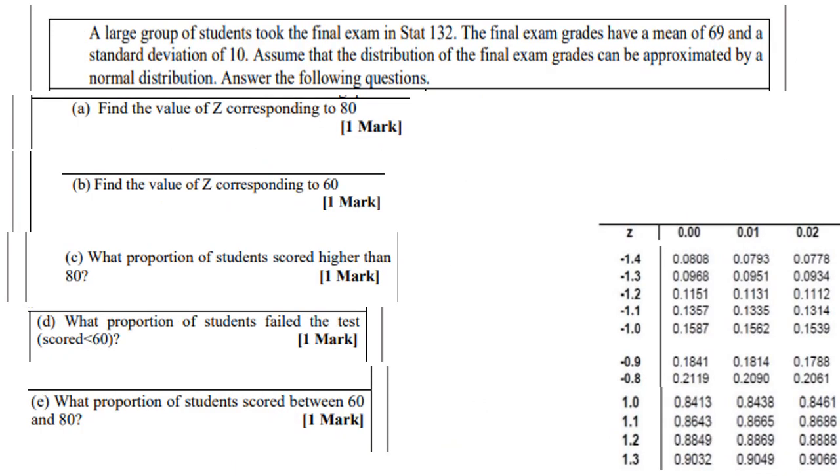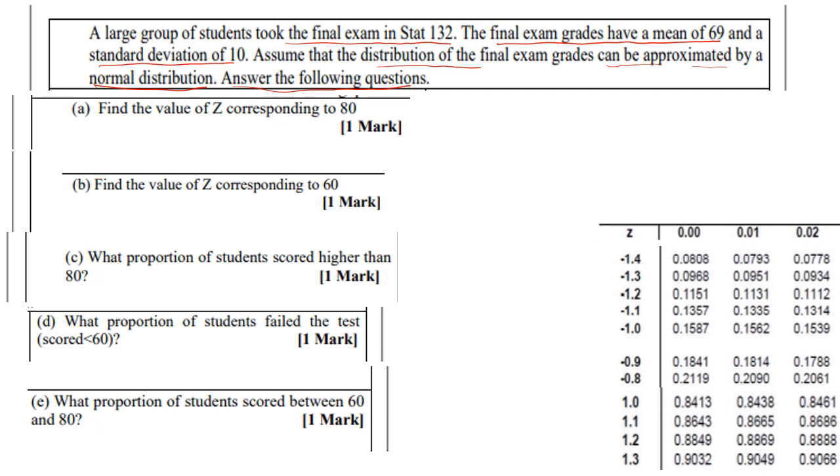A large group of students took the final exam in Statistics 132. The final exam grades have a mean of 69 and a standard deviation of 10. Assume that the distribution of final exam grades can be approximated by a normal distribution. So answer the following questions.